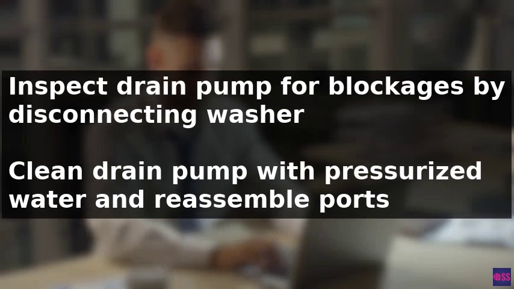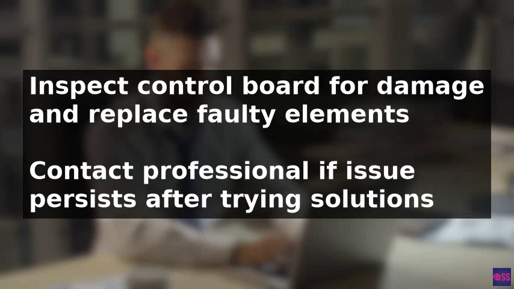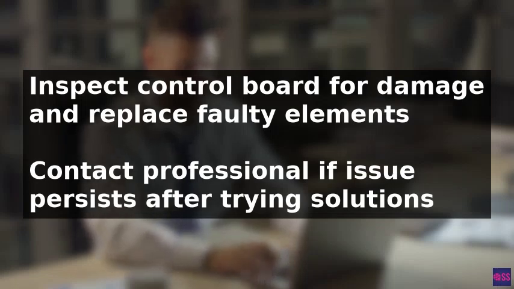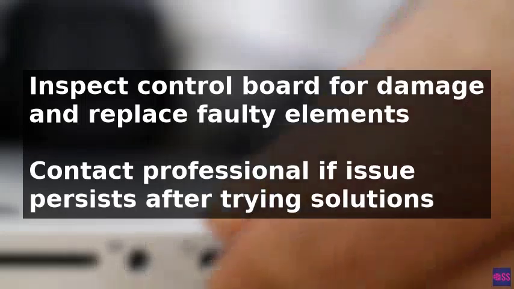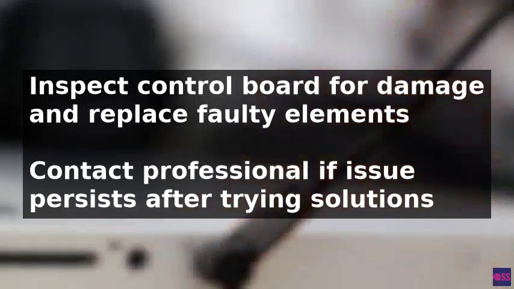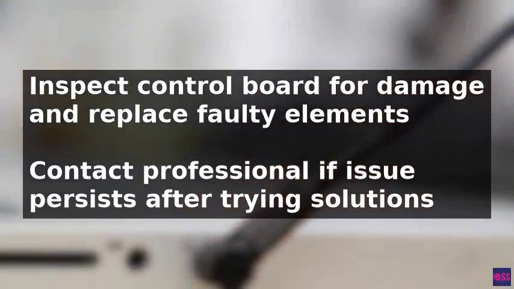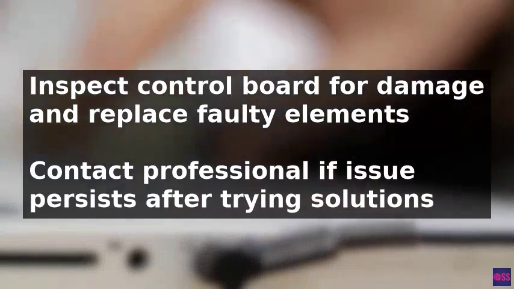If the issue persists, inspect the control board by unplugging the washer, removing the top or front panel, and checking for damage. Replace any faulty control boards or elements with new ones. Reassemble the machine, and power it up. If the machine still doesn't work, it's recommended to contact a professional for further guidance.